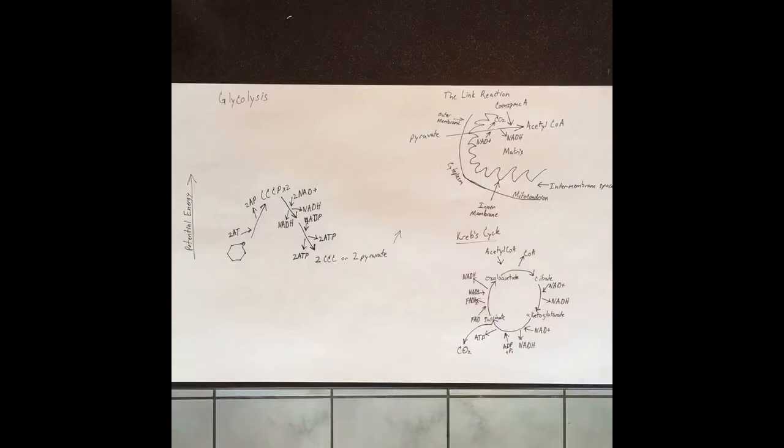Succinate gains a FAD and loses an FADH2. It gains an NAD+ and loses an NADH. The cycle repeats again.